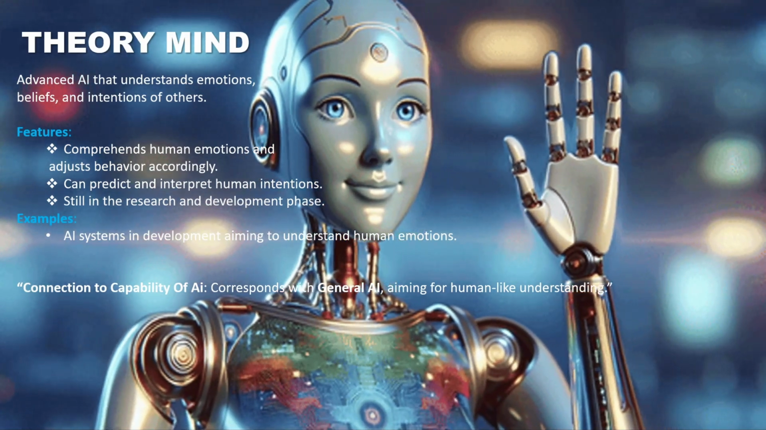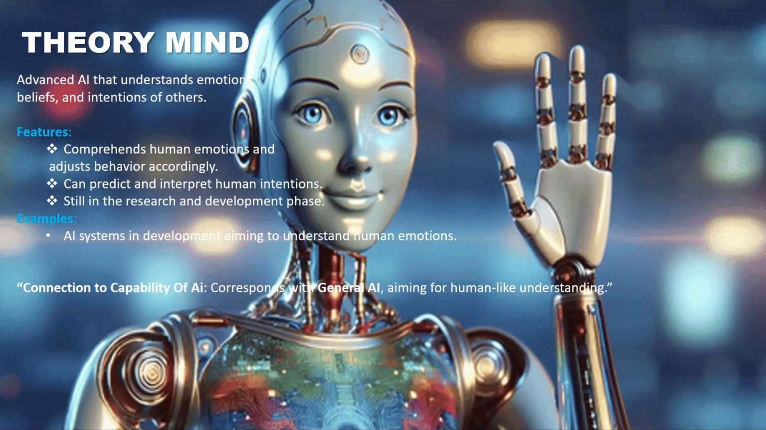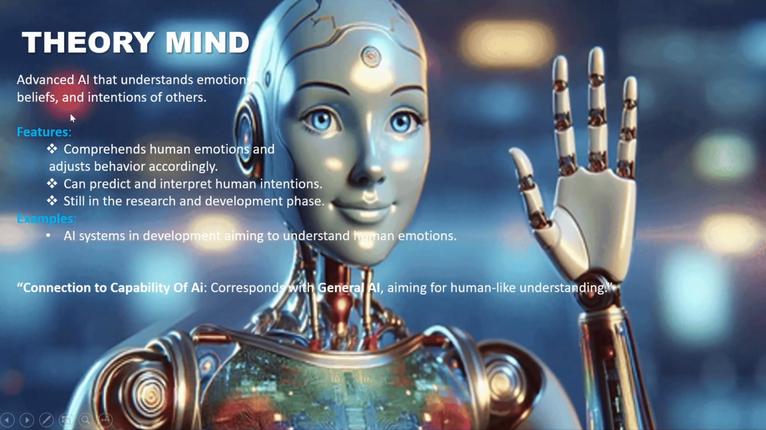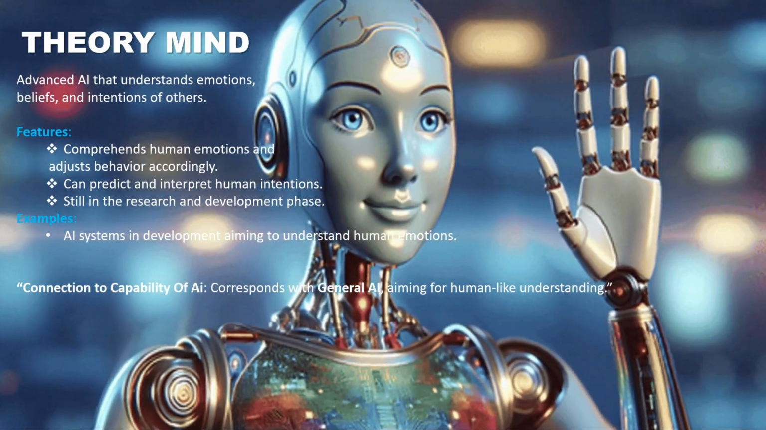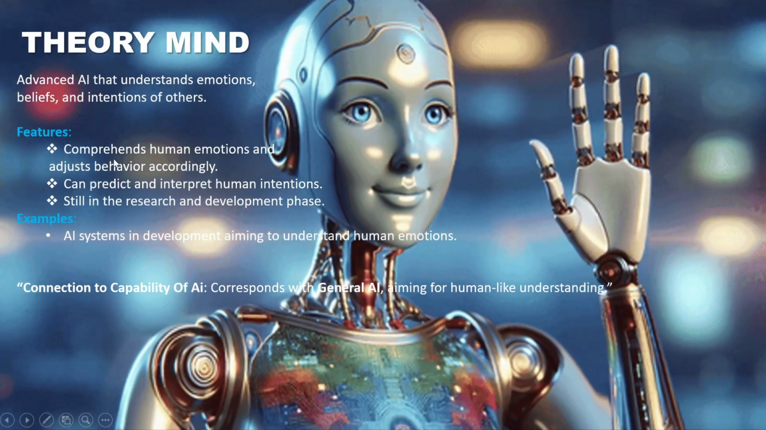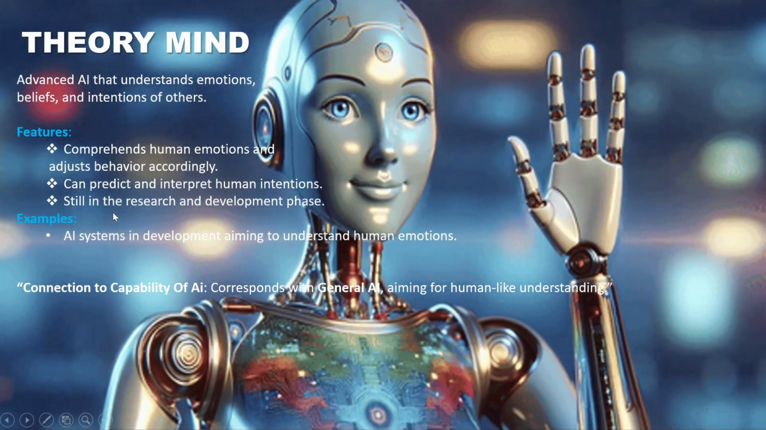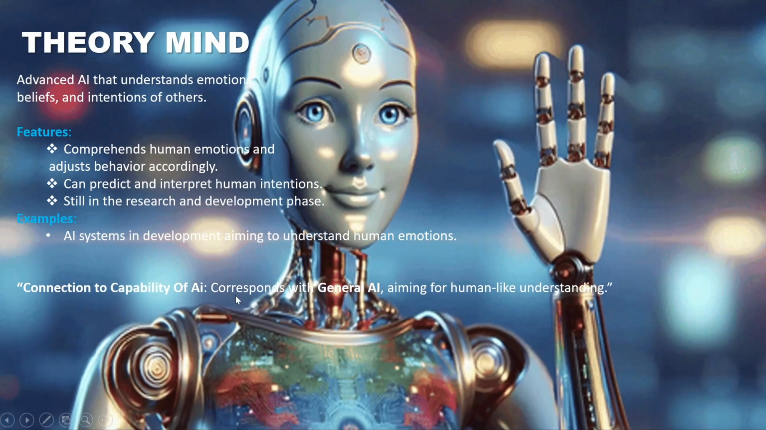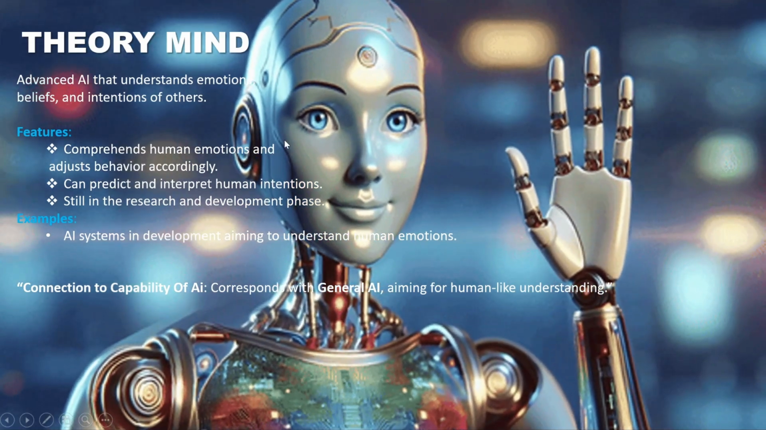So we talk about theory of mind. Theory of mind involves emotions, innovations, and past experience, and we will explain it briefly. It is advanced AI that understands the emotions, beliefs, and intentions of others. Generally, I think it can understand human emotion. It compares human emotion and understands behavior, can predict and interpret human intentions, and is still in research and development. This capability corresponds with general AI aiming for human-like understanding, the theory of mind.